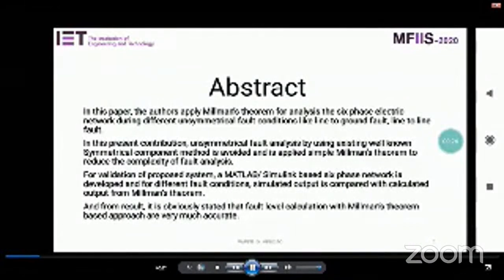Here we are applying Millman's theorem for the analysis of six-phase electric network during different unsymmetrical fault conditions like line-to-line and ground fault. In this present contribution, unsymmetrical fault analysis by using the existing well-known unsymmetrical component method is avoided and simple Millman's theorem is applied to reduce the complexity of the fault analysis. To validate this fault diagnosis system, a MATLAB Simulink-based six-phase network is developed, and for different fault conditions the simulated result is compared with the calculated result from Millman's theorem. After comparison, it is obviously stated that the fault level calculation with the Millman's theorem-based approach has a great accuracy.